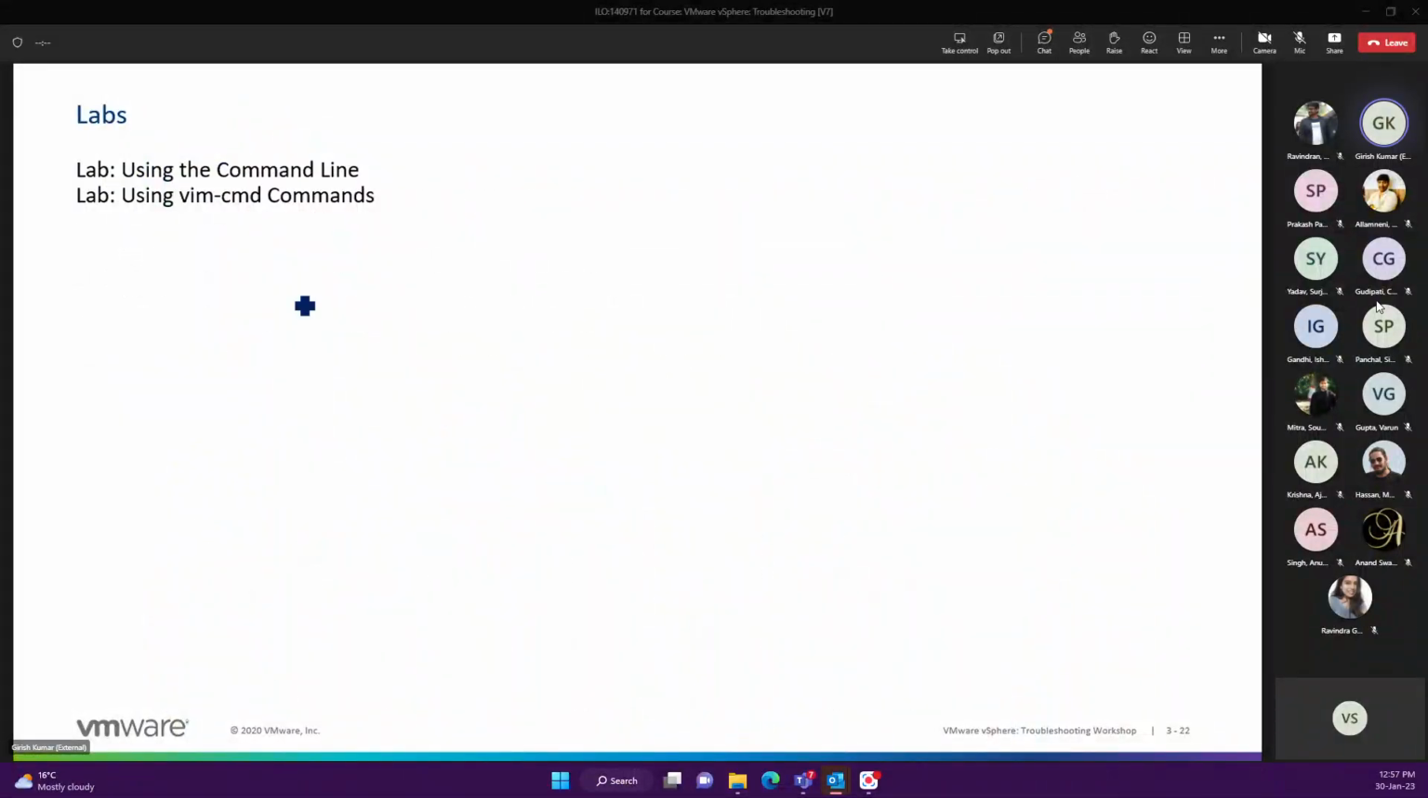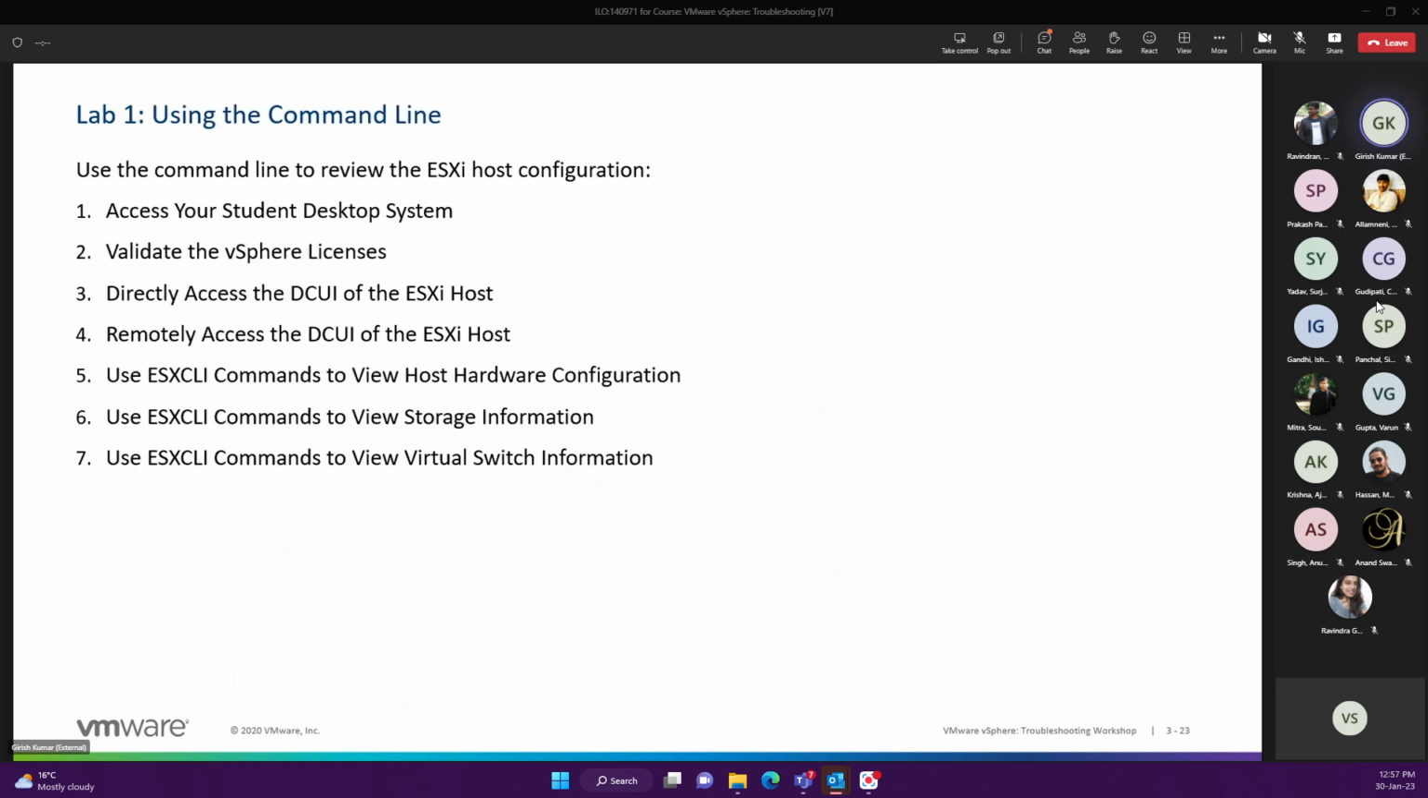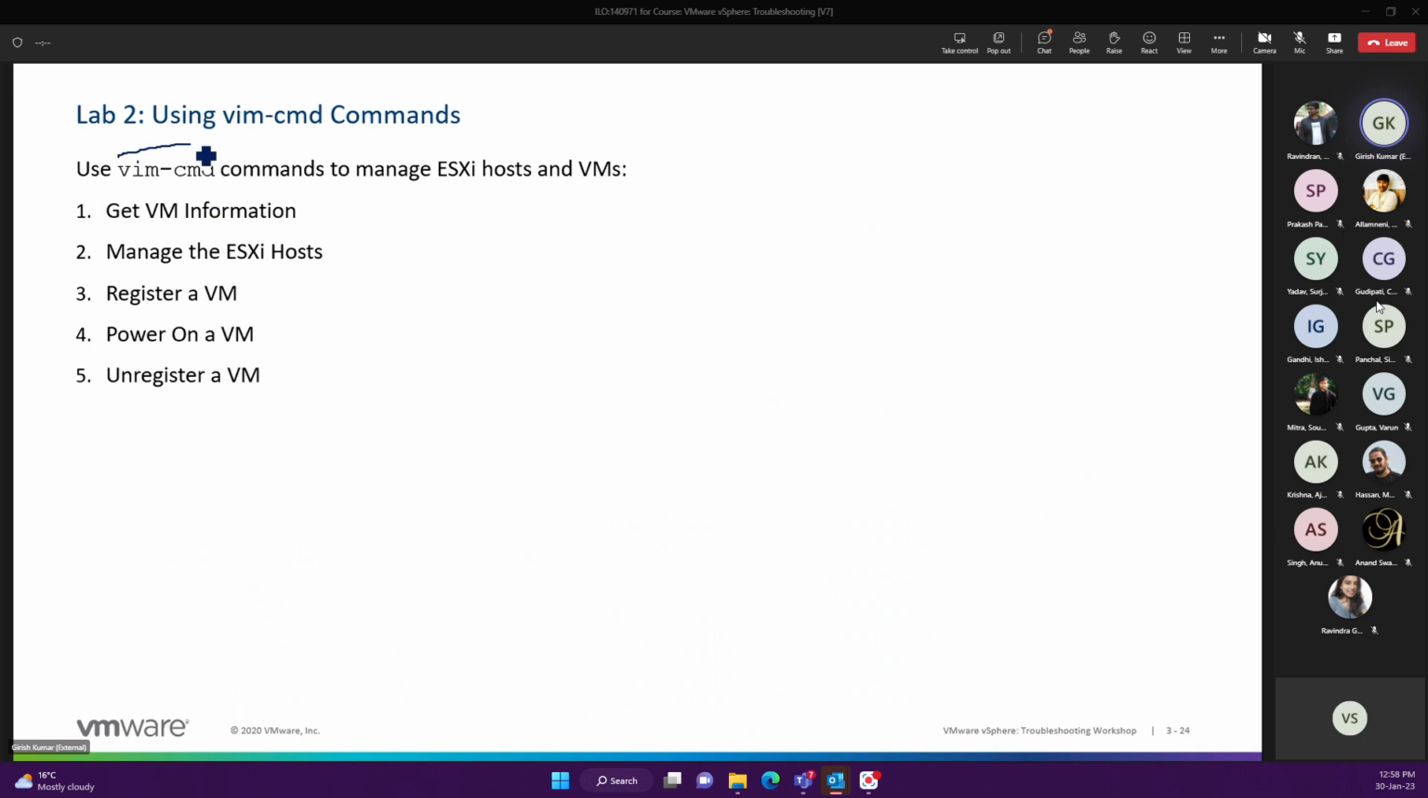And now we have made the first two labs, to show how we can access ESXi at the DCUI and how we can use esxcli commands to get hardware information, storage information, and virtual switch information. And here we are going to see this command to manage the virtual machines on your ESXi host: how you can register a virtual machine. Registering and unregistering you can also do through the vSphere client, but here, through this command, how you can do the same thing. Registering a VM, powering on a VM, unregistering a VM.